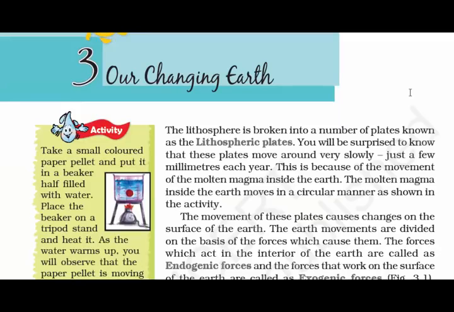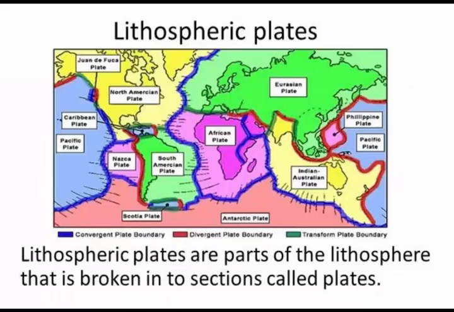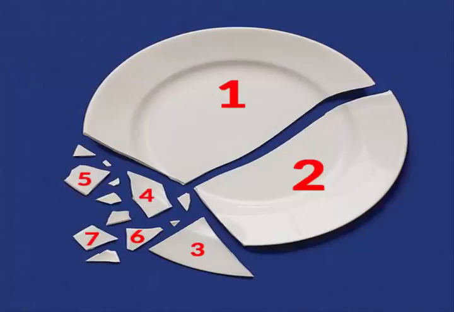In this chapter, we'll read how the surface of the Earth is changing constantly. The uppermost layer of the Earth, that is the lithosphere, has a number of plates known as the lithospheric plates. The landmass on which both the continent as well as the ocean bed resides is called a lithospheric plate. These plates are broken into small sections, as you can see in the figure.